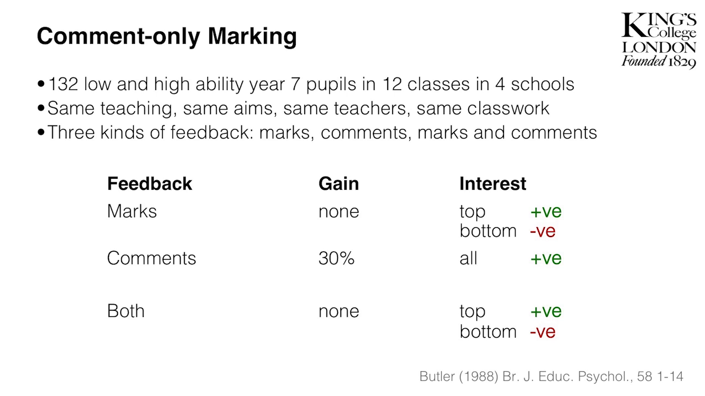The point of the research was to set a test at the beginning, then to set the same test at the end and look at the gain in the learning that happened with classes treated in these 3 different ways. And also to ask the pupils whether they'd be interested to go on and learn more from the subject or not. Those given marks showed almost no significant gain, and the top quartile were interested to go on, the bottom quartile were not. Those given comments showed a 30% gain, and all were positive in wanting to go on.